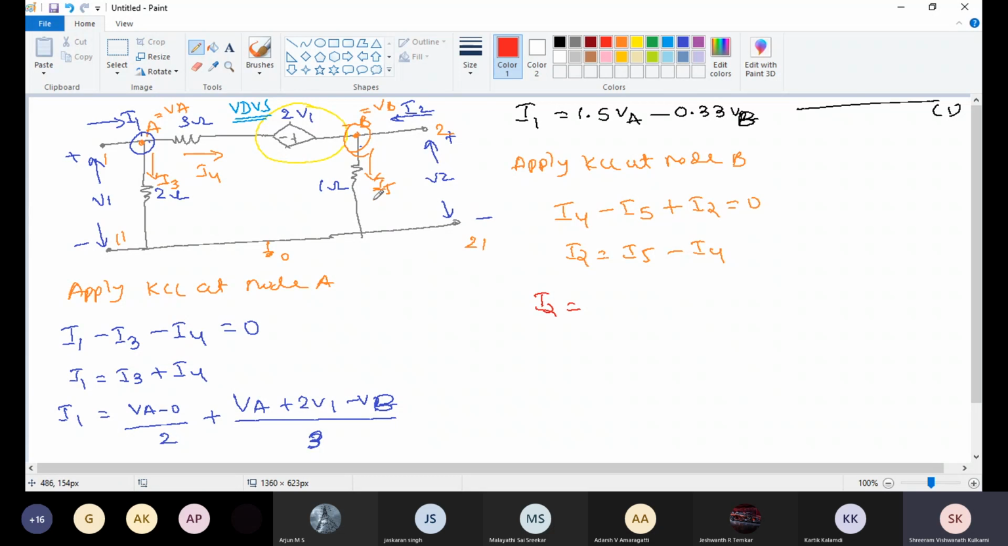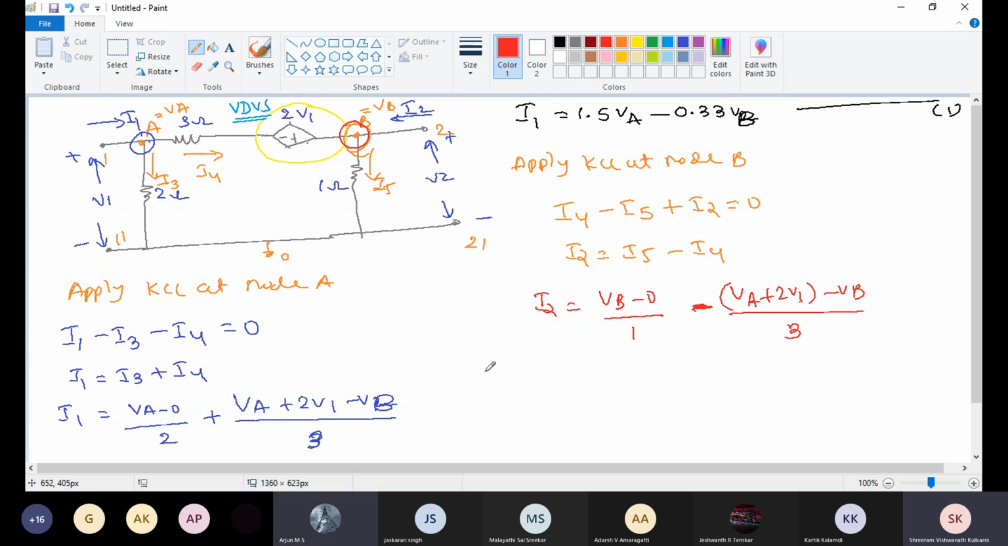This I5 is VB divided by, minus 0 by 1. Yes, VB minus 0 by 1, then minus I4. Here, minus of VA plus 2V1 minus VB, divided by 3.